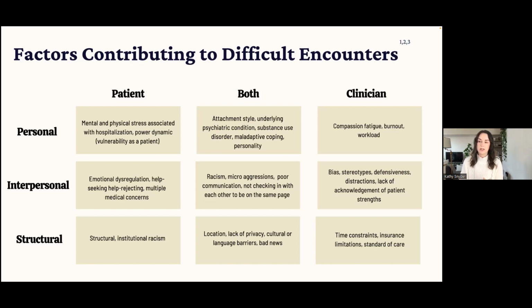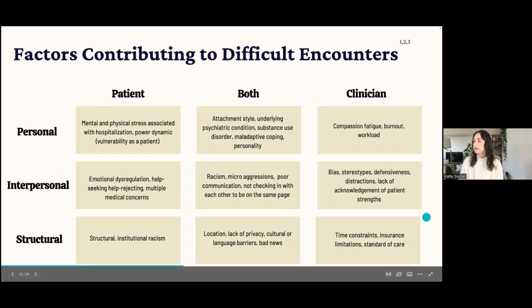Culture and language barriers, again, make it difficult. And for us as providers, we're kind of constrained by time. And it's really no fault of our own most of the time, but there are a lot of systemic things that are permeating down that are going to affect encounters.